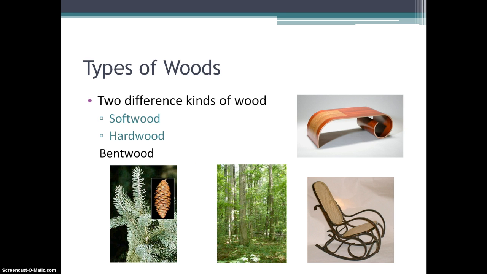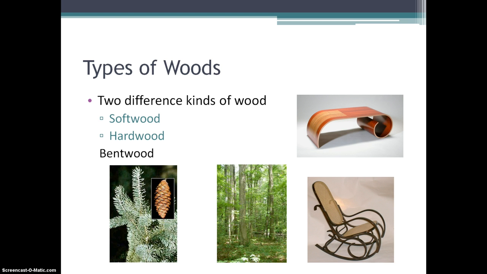There are two different kinds of wood: softwood and hardwood. Softwood comes from the trees that produce the needles, such as the tree with the cones. And then there's hardwood, which is produced from temperate zone deciduous or tropical broadleaf trees. It does not refer to the physical structure of the wood.